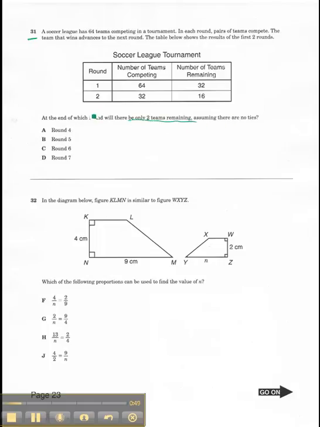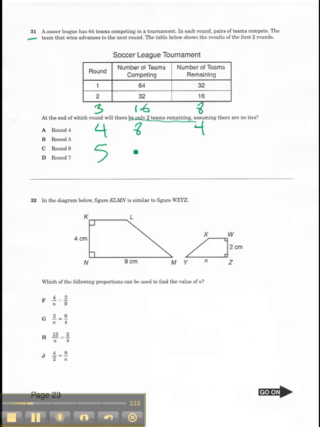So I think the best way to solve this problem is to just extend this table. We know that round 2 ended with 16 teams, so round 3 would begin with 16 teams. Half of those teams would win their games, and there would be 8 teams remaining at the end of round 3. Round 4 would begin with those 8 teams. They would all play a game, and half of them would win, and round 4 would end with 4 teams.